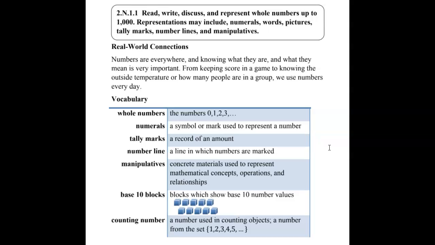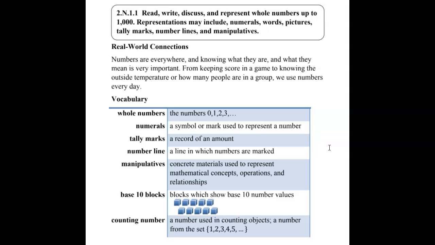So that standard, that's what the number's called, says that we're going to learn to read, write, discuss, and represent whole numbers up to 1,000. We can do that through numerals, which is writing out the number, words, pictures, tally marks, number lines, and manipulatives. Numbers are everywhere, and knowing what they are and what they mean is very important, from keeping score in a game to knowing the outside temperature or how many people are in a group. We use numbers every day.